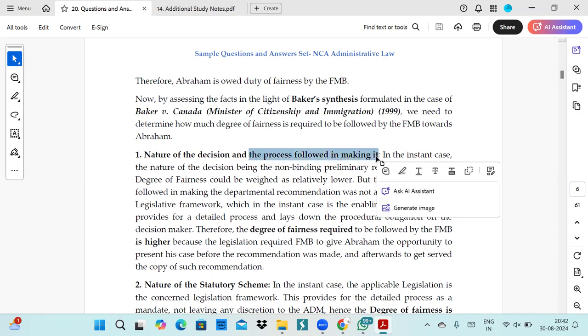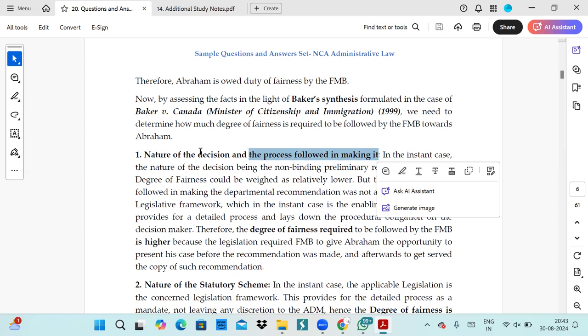Are they following a process of a statute? Are they following a process which is not written anywhere? Is it something coming out of a practice, a common law practice, or what sort of process are they following? That is very important here. Nature of the decision you have already written, so that part you don't have to explain further.